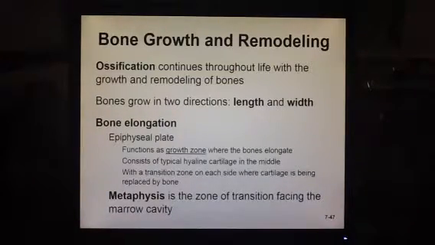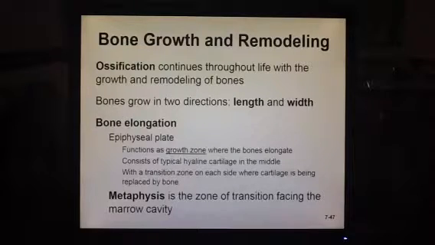Okay, so not only do we talk about bone growth in the fetus, but also in children, but ossification continues throughout life with the growth and remodeling of bones. So bones are growing in two directions, length and width. We would expect length, but we sometimes forget about the width.